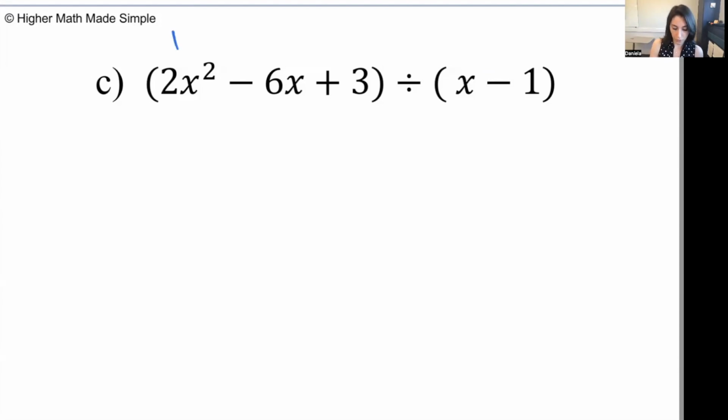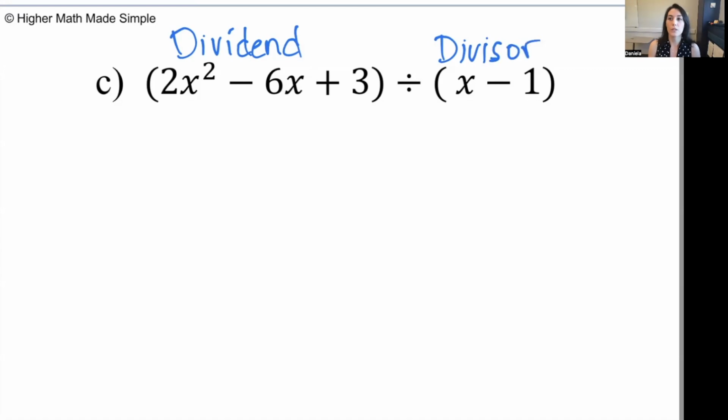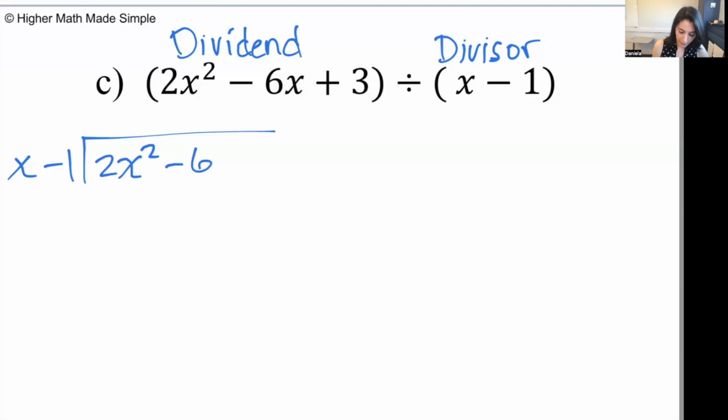So first things first, we do have to know a little bit of vocab. Now, what is being divided is called the dividend, and what you are dividing by is called the divisor. So for long division, the symbol is going to be this way, right? Synthetic division, which I'll show later, is going to be the flip of that. So you're always going to put the divisor, what you're dividing by, on the outside, and the dividend is always on the inside, right? What's being divided.